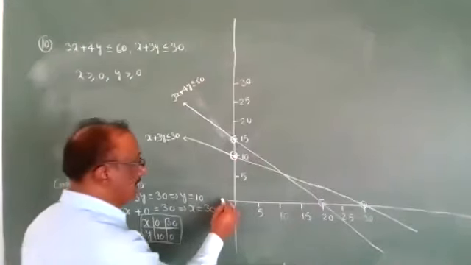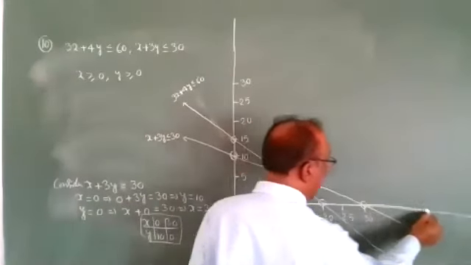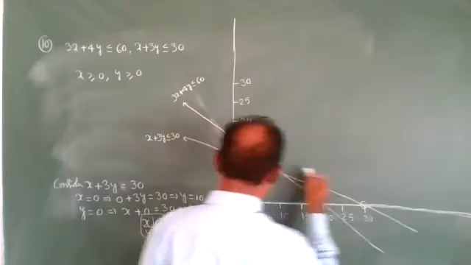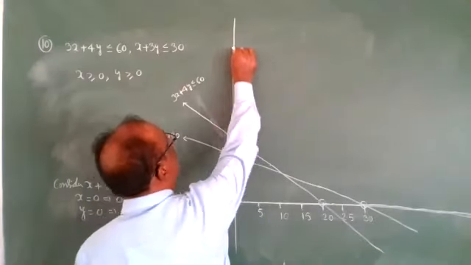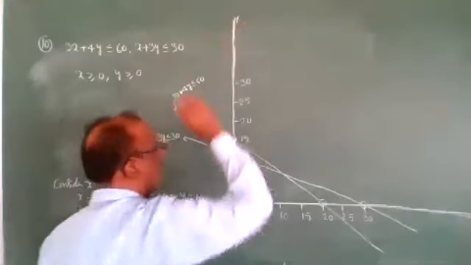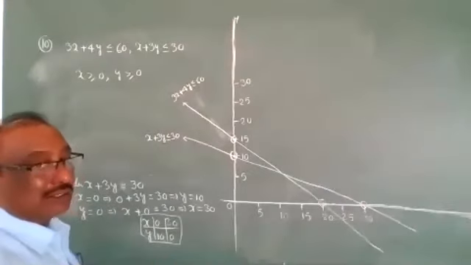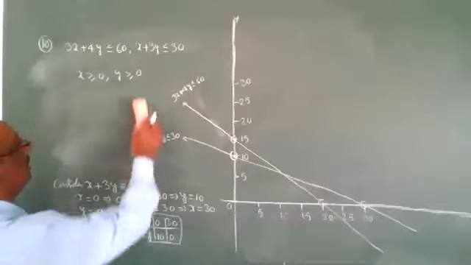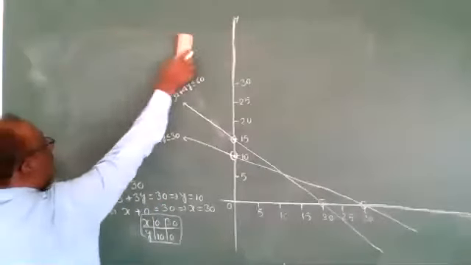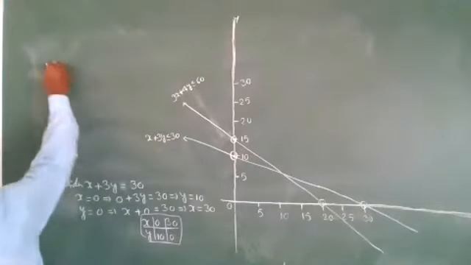Next, make the x-axis dark. Make the y-axis dark. Okay, finish. We can take 0, 0. Everyone write down. Now put 0, 0.